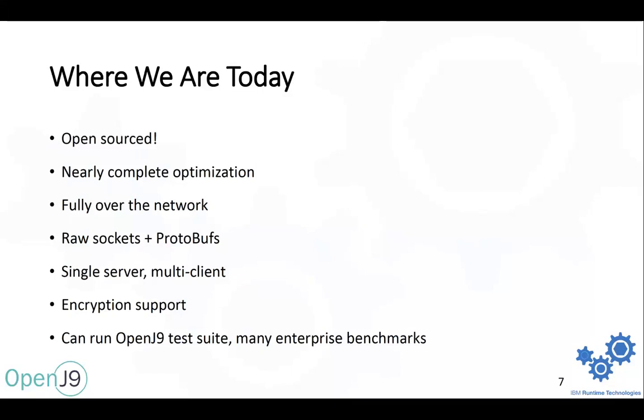There is support for encryption using OpenSSL. So this guards against essentially man-in-the-middle attacks. We have that option of using encryption. And finally, we can more or less run the entire OpenJ9 test suite. We can run a fair number of applications, including enterprise applications, things like WebSphere, DayTrader, the DayTrader benchmark, the Acme Air benchmark, and so on.